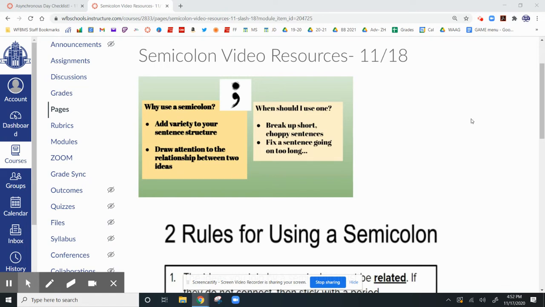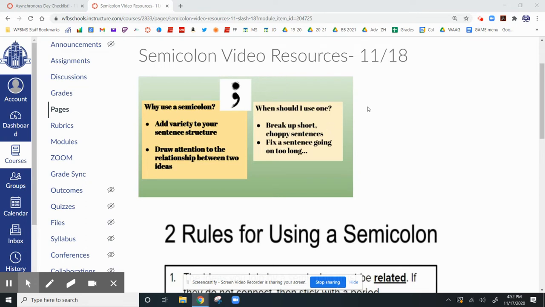It's important for a variety of sentence structures. Two, it draws attention to the relationship between two ideas. If two ideas are connected by a semicolon, in the reader's mind, they're going to say, okay, these two things are connected. I can associate these two together. And that's really important as well at certain times in an essay. So those are the reasons why we use them.